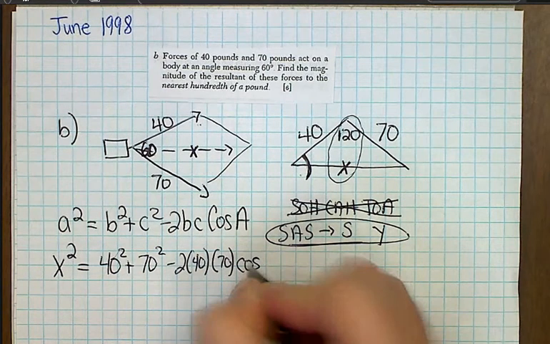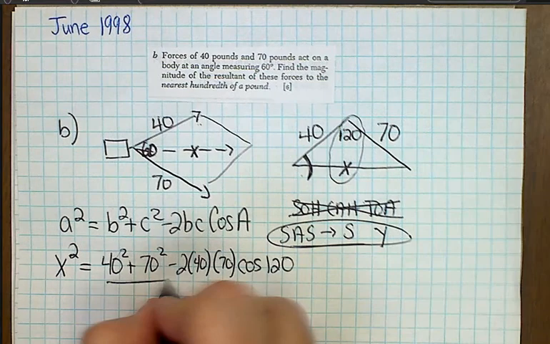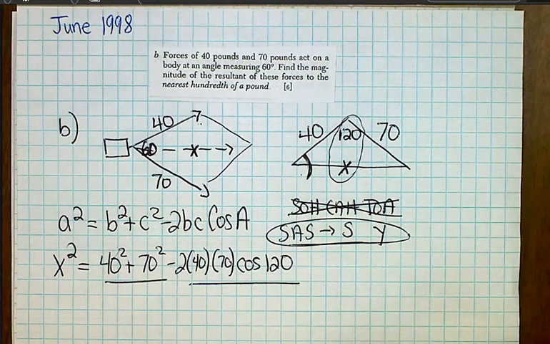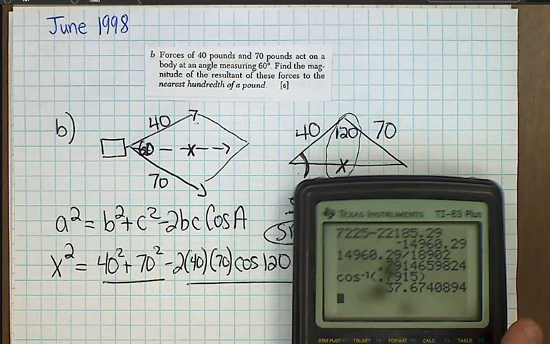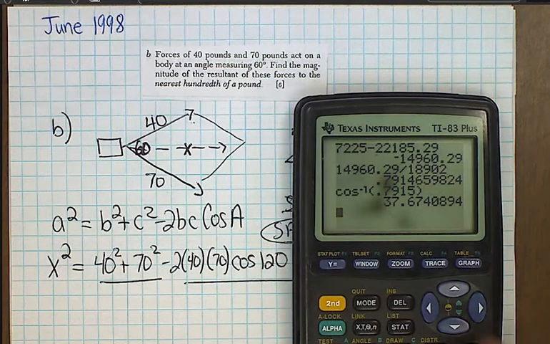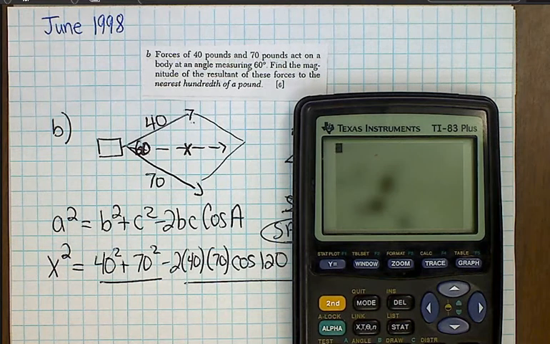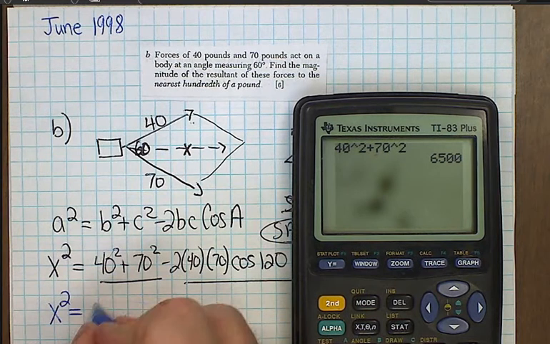Cosine of 120. We're going to evaluate this in two pieces. What I want to show you is going to be very interesting in the second piece, but it's very important that you see it and we don't make a mistake with this. So there's the calculator. We clear things out. I'm going to do 40 squared plus 70 squared. And there's my first part. So I have x squared is equal to 6,500.